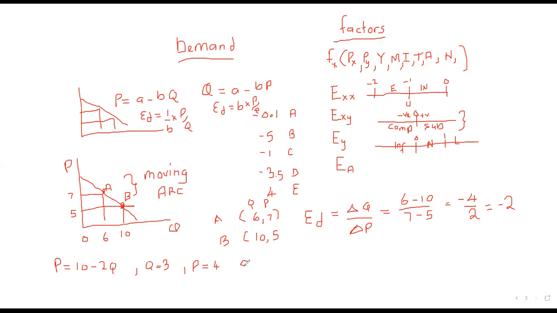Yes. Then which formula do we use? Formula 1 or formula 2? Since we're using the inverse demand, we're using formula 1 here. The slope here is what? Negative 2. So we're going to have 1 over negative 2 times the price. What's the price? 4. And our quantity? 3. So when we compute this, we get negative 4 over 6, which is negative 0.67.